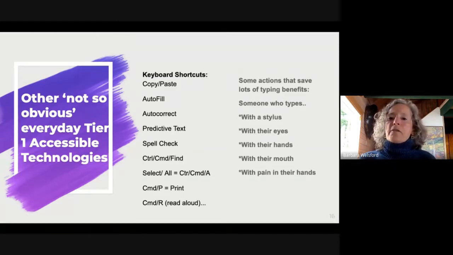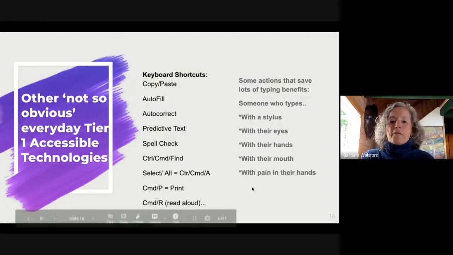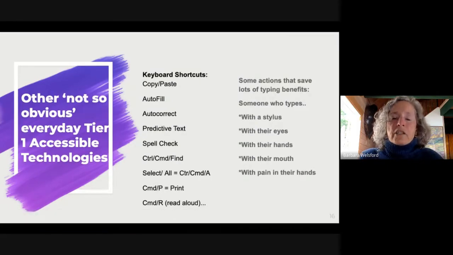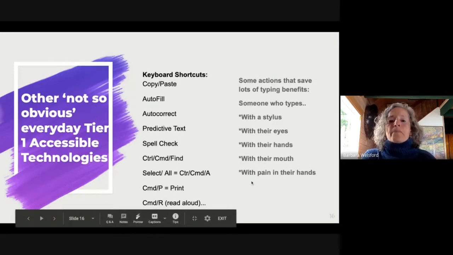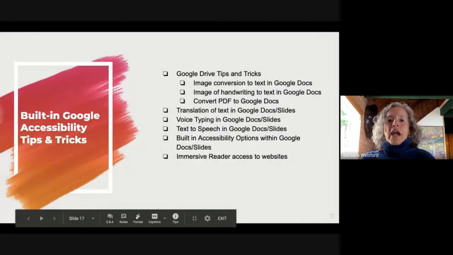So when we think about those actions, if we're typing, it benefits someone with a stylus, someone who's typing with their eyes, someone who's typing with their hands, someone who has pain in their hands can really benefit from those keyboard shortcuts. Command P for printing, Command R for read aloud. So just remember that those are very valid recommendations for students to enhance their access.